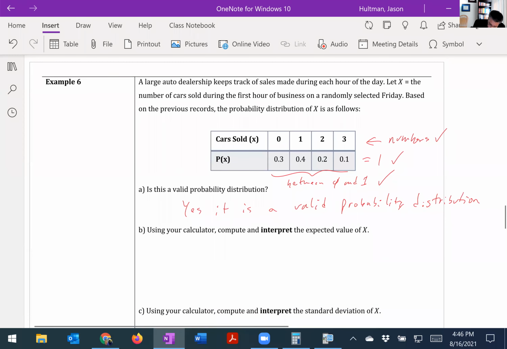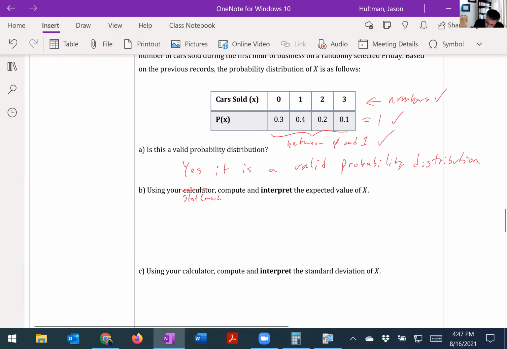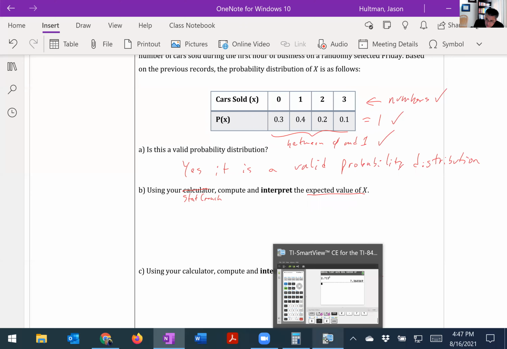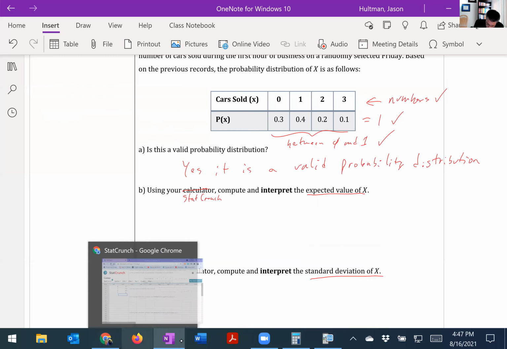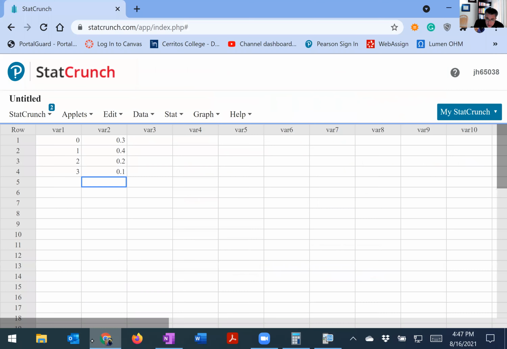We're going to use StatCrunch. Use StatCrunch to compute. If you don't have StatCrunch, use your calculator again. Use StatCrunch to compute the expected value, and using your calculator, compute the standard deviation. These notes were designed to go with a calculator, but if you just have StatCrunch, then you can use StatCrunch.